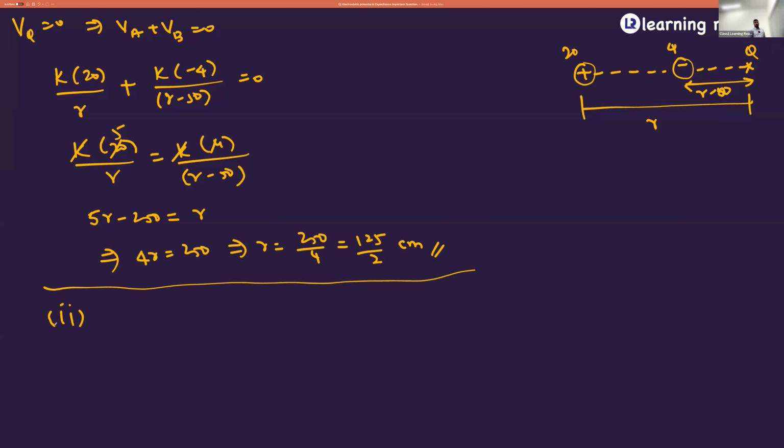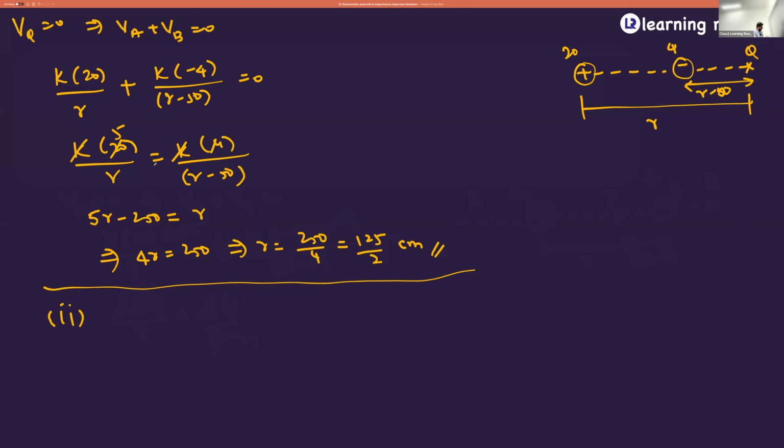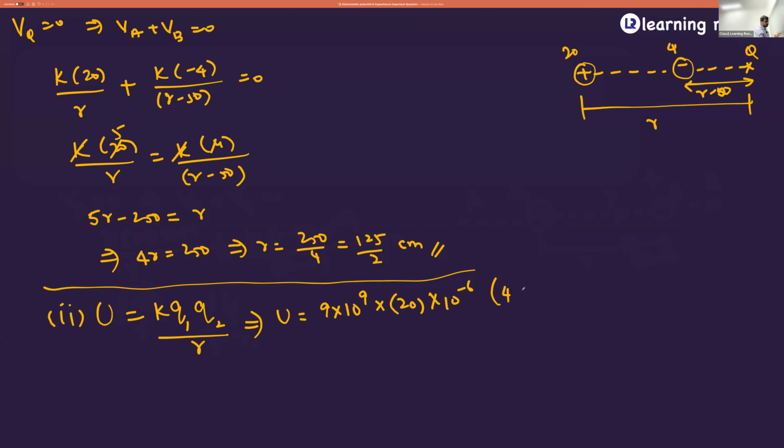Observe. For this system, they are asking us to find the electrostatic potential energy. So we know the formula, U is equal to K Q1 Q2 divided by R. So U will be equal to 9 into 10 power 9 into, I'm only taking the magnitudes, 20 into 10 power minus 6 into 4 into 10 power minus 6, the whole divided by the distance of separation between them, which is going to be 50 into 10 power minus 2.